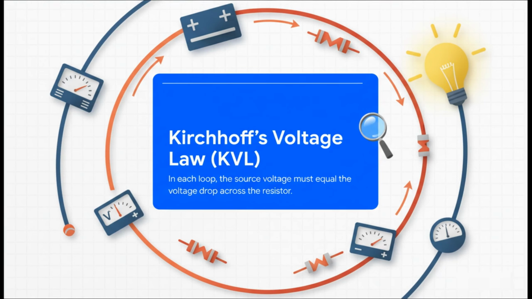So KVL is kind of like KCL's cousin, but for voltage. It's another conservation law, and it says that if you go around any complete loop in a circuit, all the voltage from the source has to get used up by the components. So for us, that means the voltage drop across each of our resistors should equal our 10-volt source.